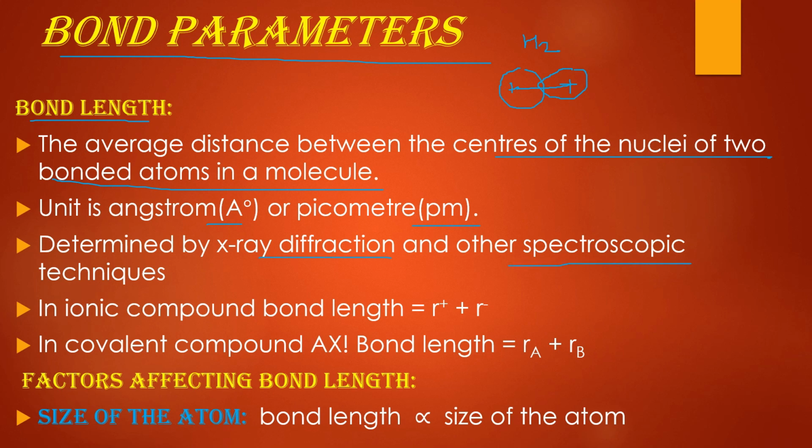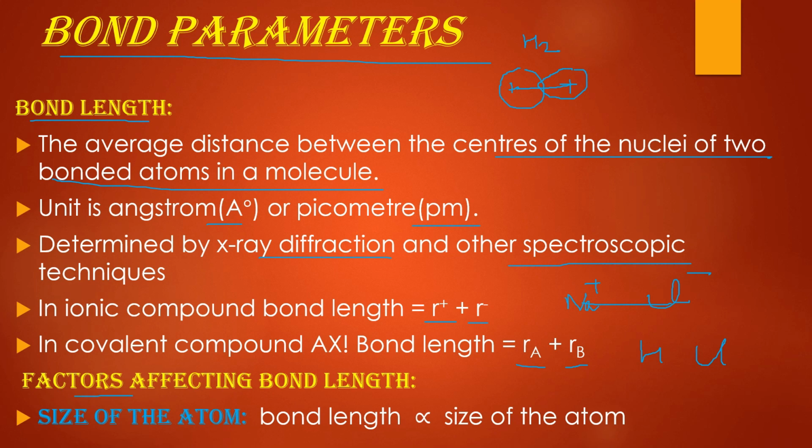Now, if I am talking about an ionic compound like NaCl, suppose this is Na plus and the nucleus of Na plus, this is the nucleus of Cl minus. So the distance between the nuclei of the two ions is given by the ionic radii. The sum of the radii of the cation and anion is called bond length in the case of an ionic compound. In the case of a covalent compound, it is the radius of atom A and the radius of atom B if they are different, like in HCl. So the radius of hydrogen plus the radius of chlorine gives you the bond length of the HCl bond.